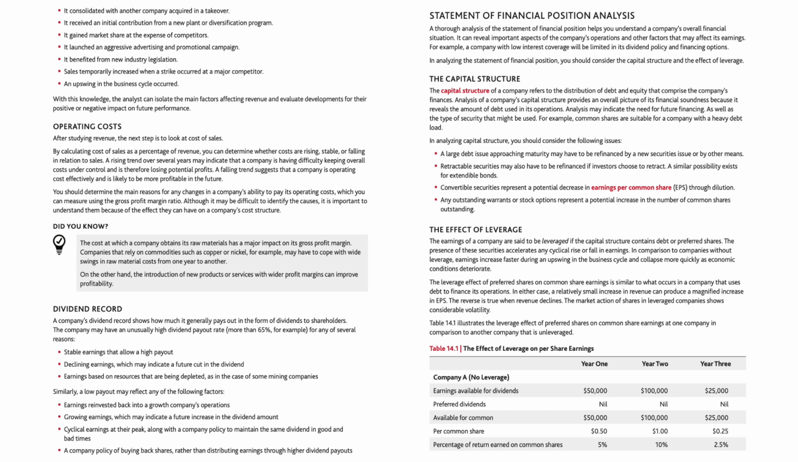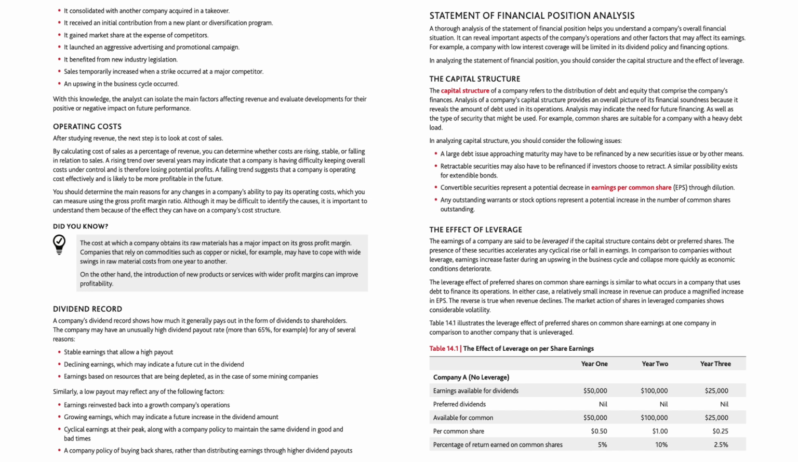You should determine the main reasons for any changes in a company's ability to pay its operating costs, which you can measure using the gross profit margin ratio. Although it may be difficult to identify the causes, it is important to understand them because of the effect they can have on a company's cost structure.